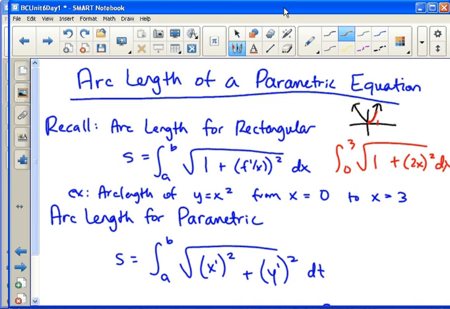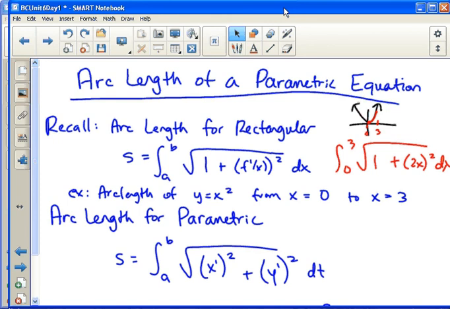So now the formula for a parametric equation is similar. It's still an integral from a to b, it's still a square root, and we're still squaring things, but we're squaring the derivatives this time. So we take the derivative of x and square that, plus the derivative of y, and then square that.